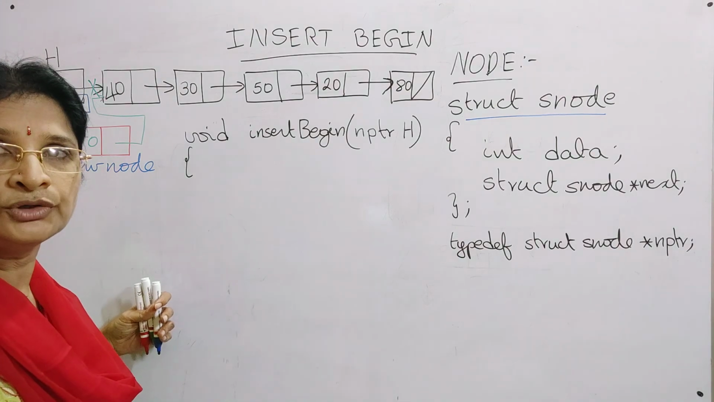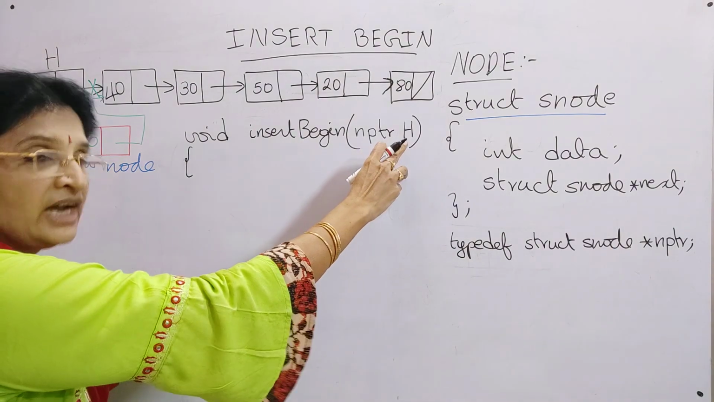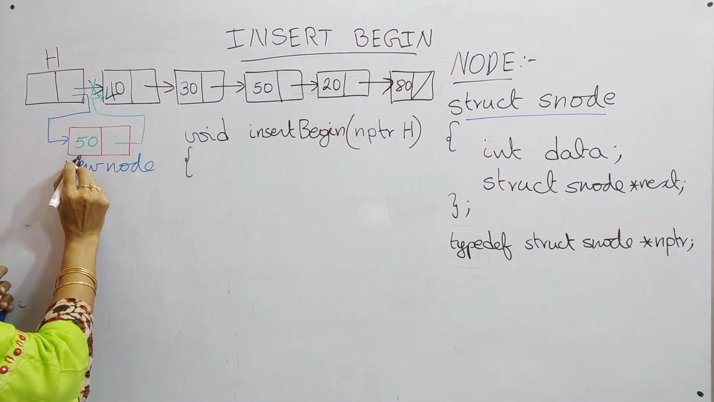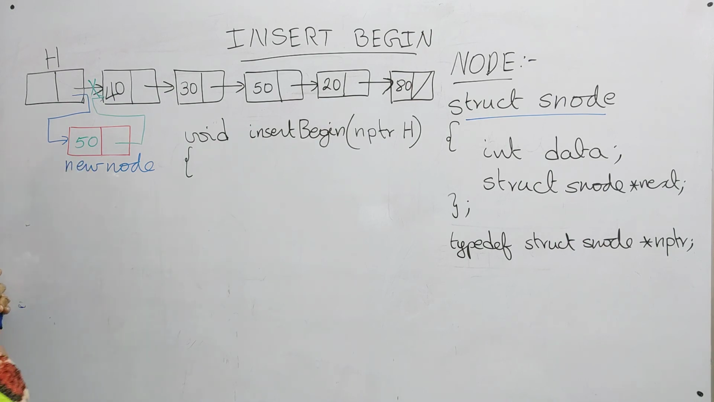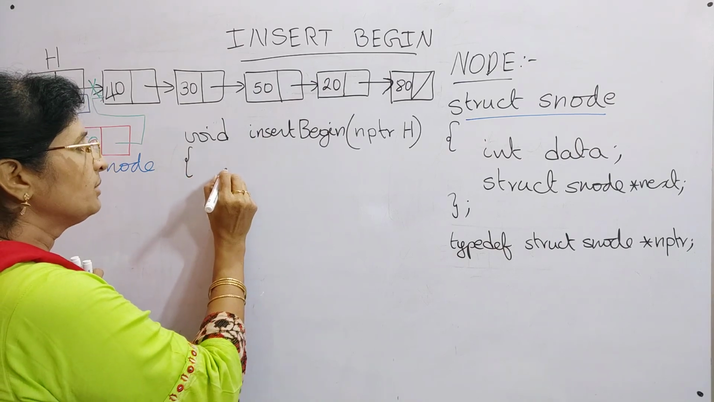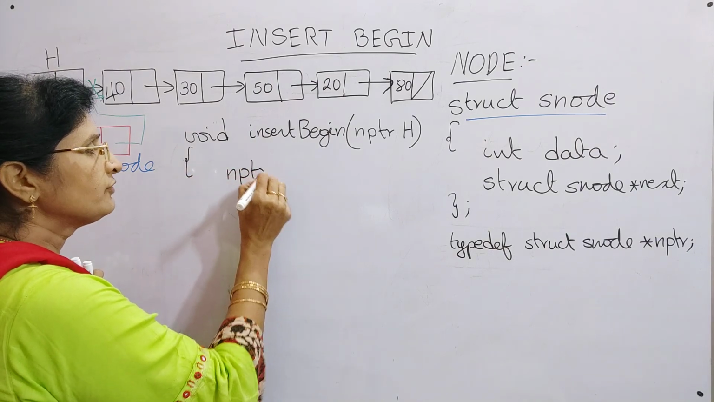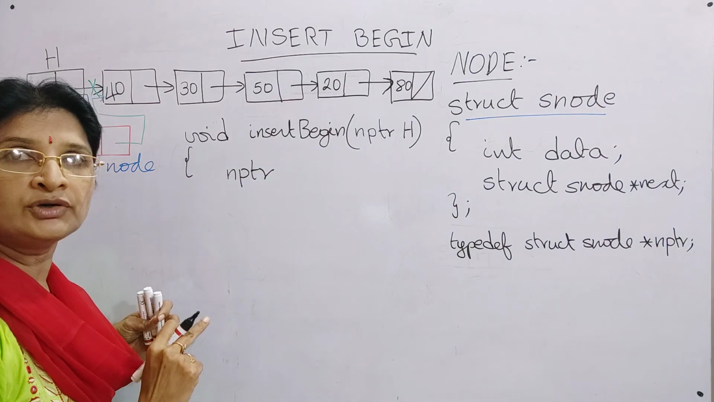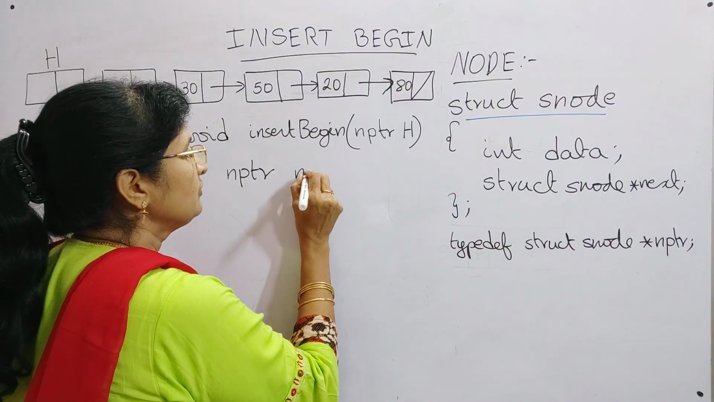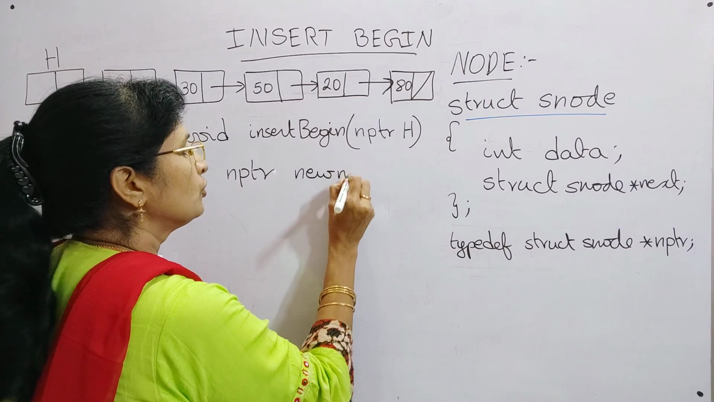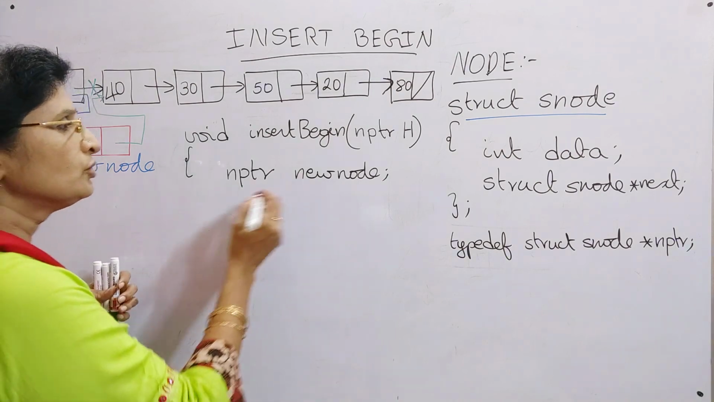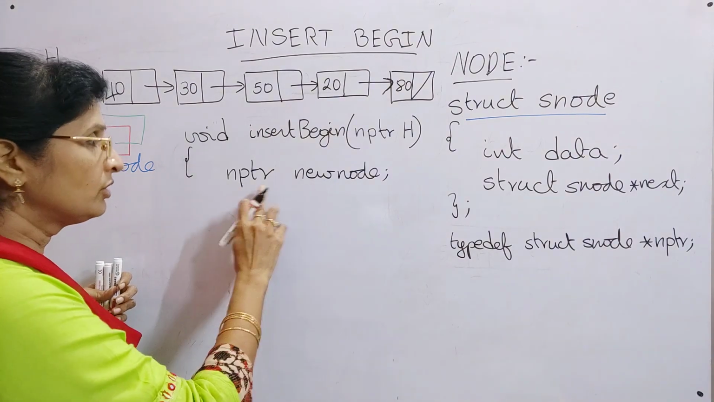Now first of all, we have the address of the first node. What is the first step we have to do? First of all, we have to create memory, that is, we have to allocate the memory. How can we allocate the memory? Before that, you first have to declare a variable for this new node. The name we have given is new node. You can give any valid identifier, so here I have given it as new node.